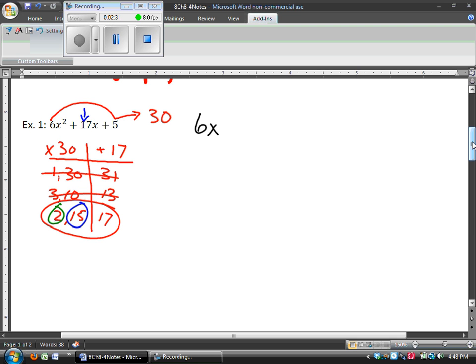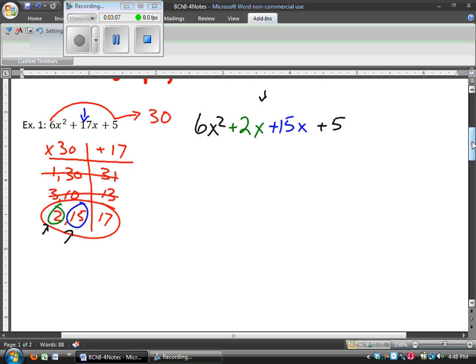I have 6x squared still. And then instead of writing 17x, I'm going to write plus 2x and plus 15x. And I can finish that out with the plus 5 that I already had there. I put it in the colors so you can see where the 2 and the 15 came from. I have this 2 and 15 where the factors were over here. Then all I did was take those and put them into the equation up here for 17.